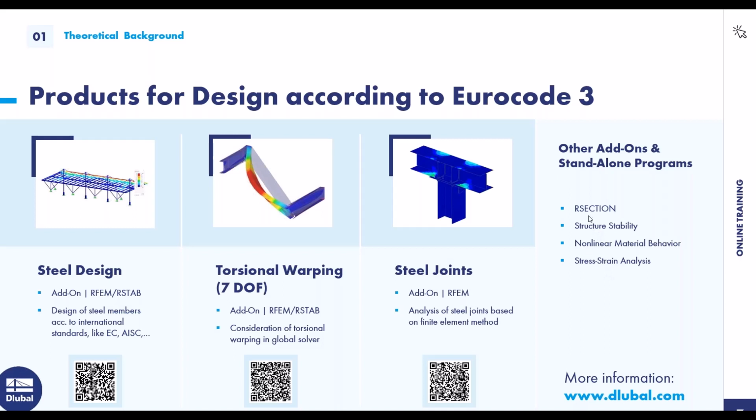Then there's the cross-section program R-section. Then the add-on structure stability, which we use in the second example. Then there's the add-on nonlinear material behavior. You can, for example, consider a plastic design of steel plates and so on. And then there's the add-on stress-strain analysis.